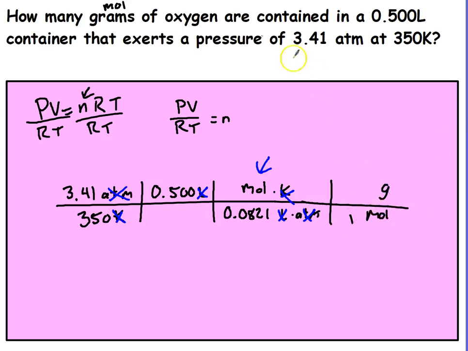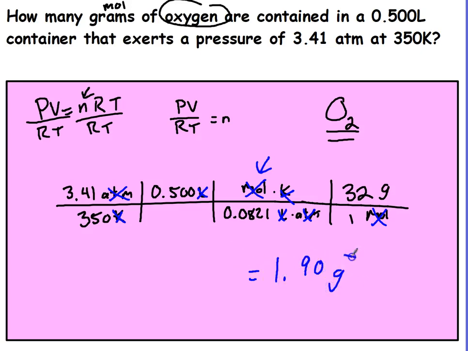1 mole is equal to the molar mass. They're talking about oxygen in this case. Oxygen, remember, is O2 because it's diatomic, so that would be 32 on the periodic table. 16 times 2 would give me 32. Now moles cancels out. I have grams. I just plug it into the calculator. 3.41 times 0.500 times 32 divided by 350 divided by 0.0821, and I get 1.90 grams. And there we go.